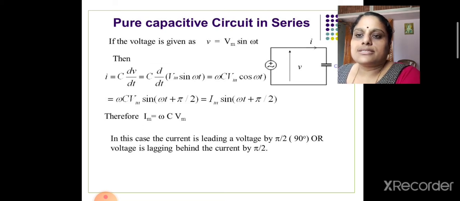In this case, the current is leading the applied voltage by a phase difference of 90 degrees, or we can say the voltage is lagging behind the current by a phase difference of pi by 2 radians.